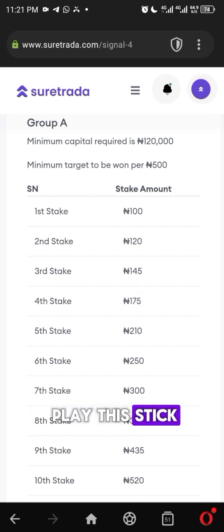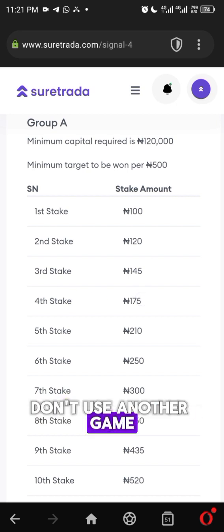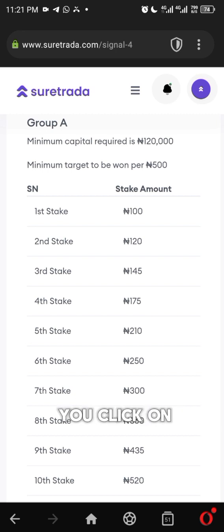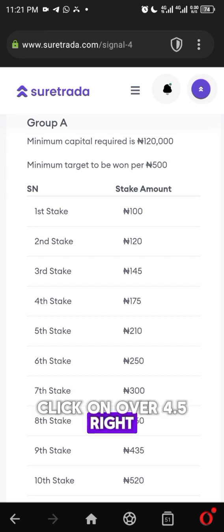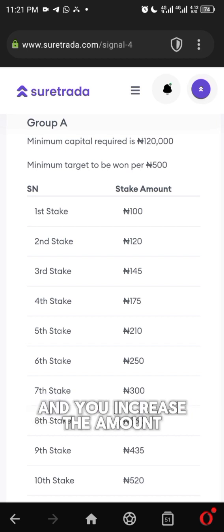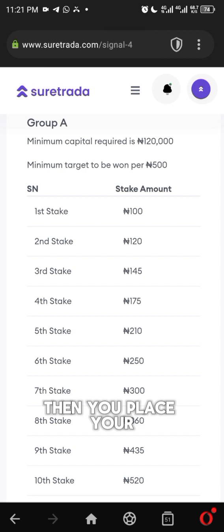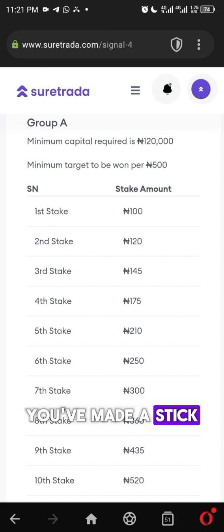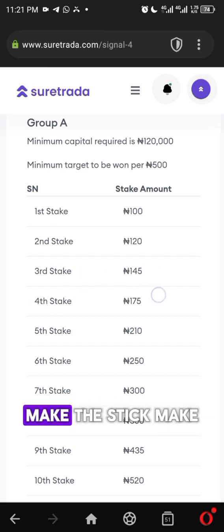Remember how to play this stake. You go to that same game, which is BRN. Don't use another game, use the same game. In the English League, go to BRN, you click on BRN against whoever it is against, and then you go to the goal, and you click on over 4.5, right? And when you click over 4.5, you place your bet and you input the amount, then you place your bet. At that point, you've made a stake. So you have to continually make those stakes.